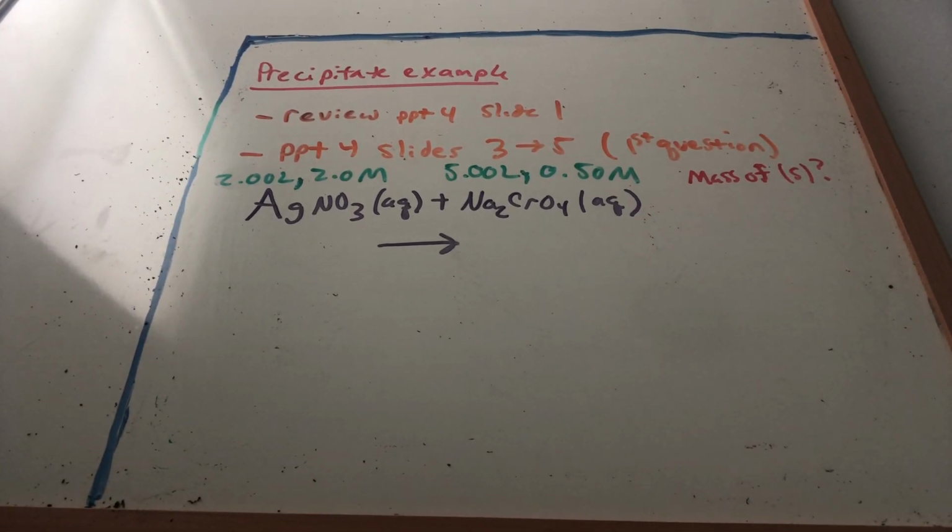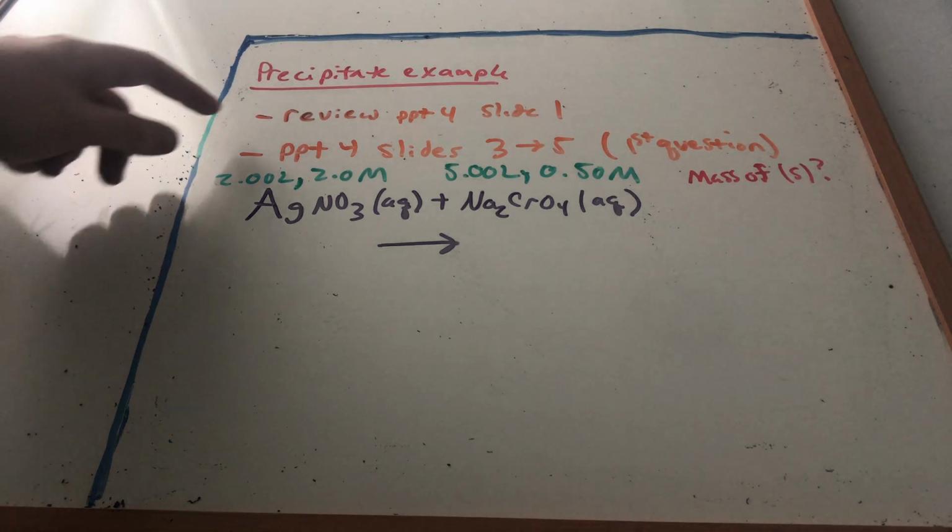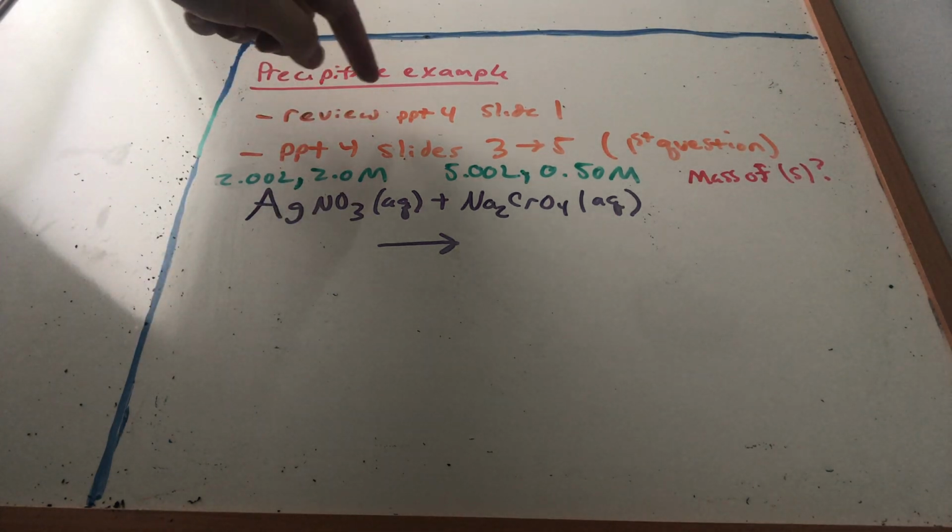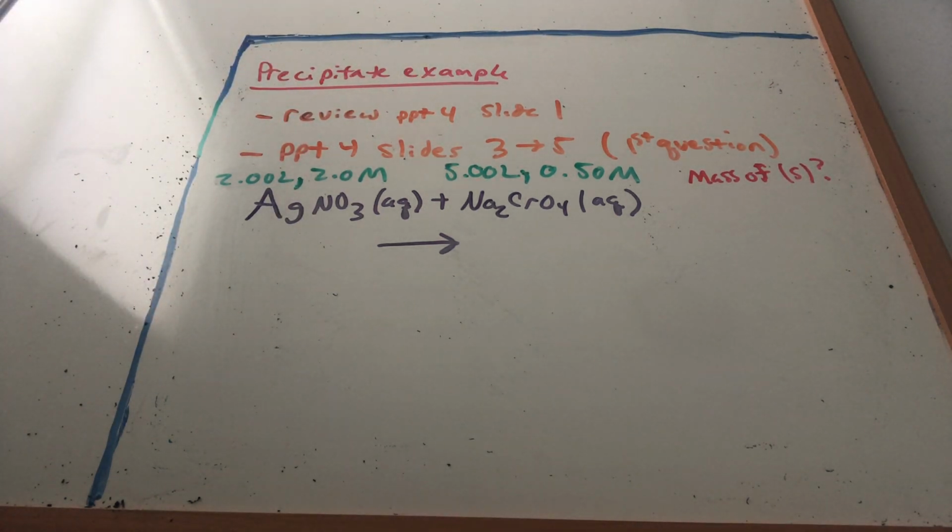Okay, so now we're going to do a problem that combines a lot of information from the last couple chapters together. The first thing I want to point out is that if you look at PowerPoint 4, slide 1, and slides 3 through 5 will have cartoons that are associated with the last video that we just watched. So go and pull those up. Make sure you can see what's happening.